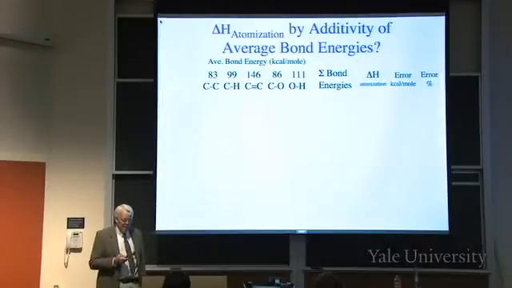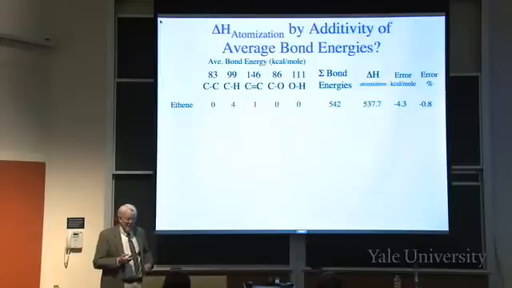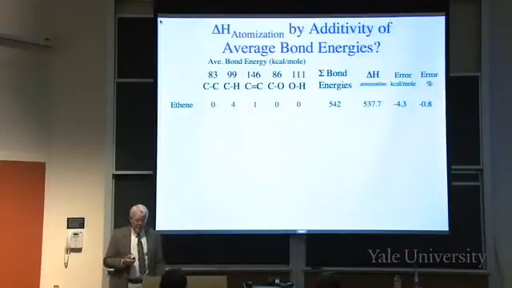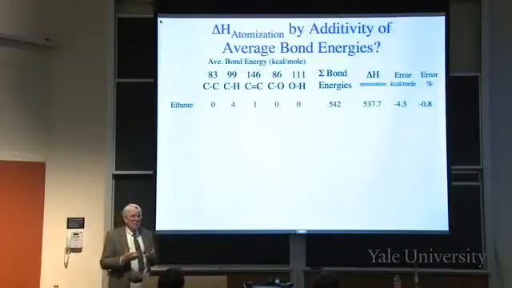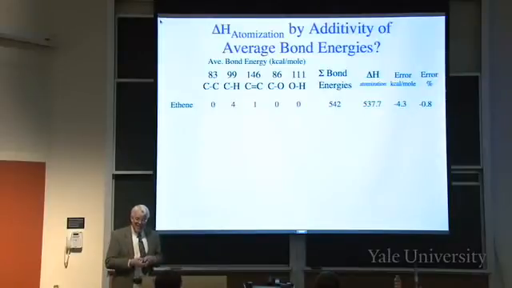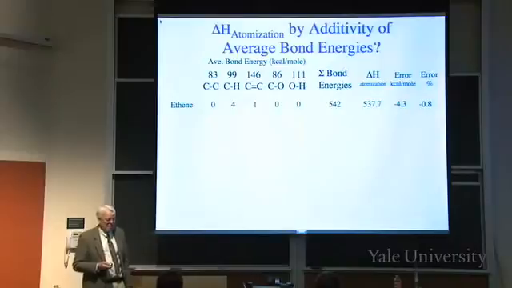Okay, so for ethene, there are 4 CH bonds. There's 1 CC double bond. Add them up and you get 542. The actual heat of atomization is 537.7. So there's an error of 4.3 kilocalories per mole, which is less than 1%. That's pretty good. But on the other hand, ethene probably entered in to determining these average bond energies, right? So it's not 100% fair.